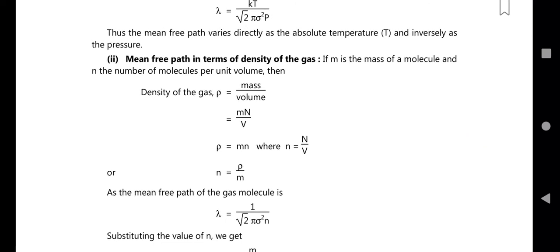Mean free path in terms of density of gas. Suppose m is the mass of the molecule and N is the total number of molecules, then the density equals mass upon volume. Small m is the mass of one molecule and capital N is the total number of molecules, therefore mN represents the total mass of the gas upon the volume of the gas. Therefore the density of the gas is rho equal to mN upon V. Here small n equals capital N upon V, therefore rho equal to mn. Therefore we have n equal to rho upon m.